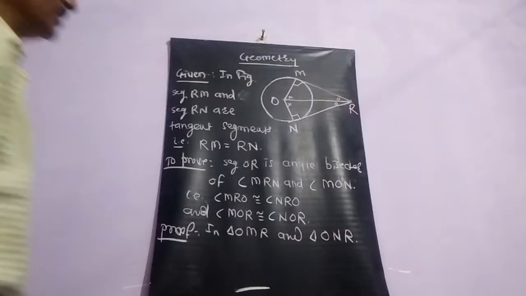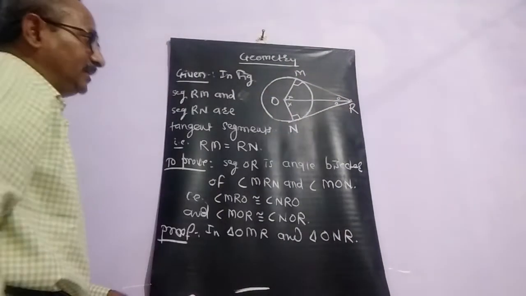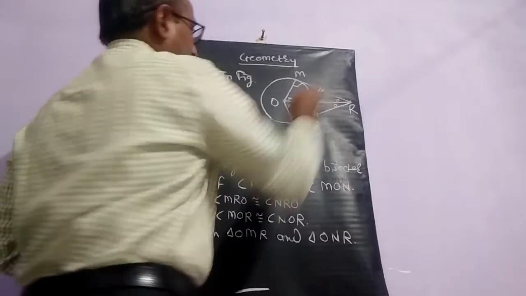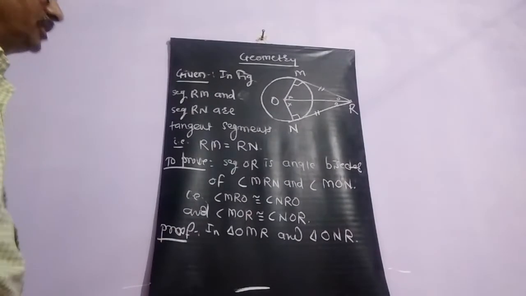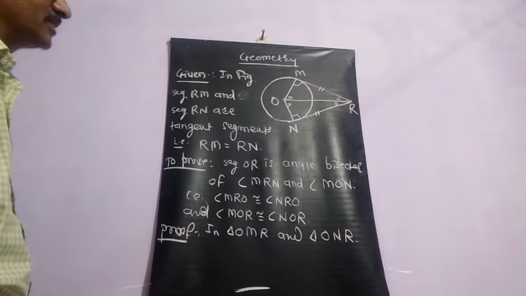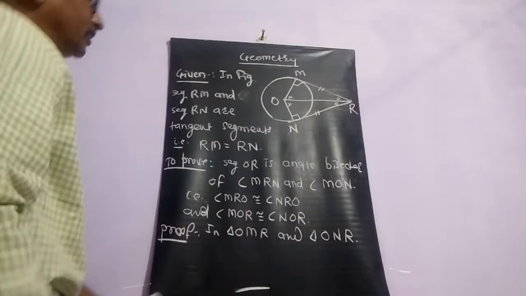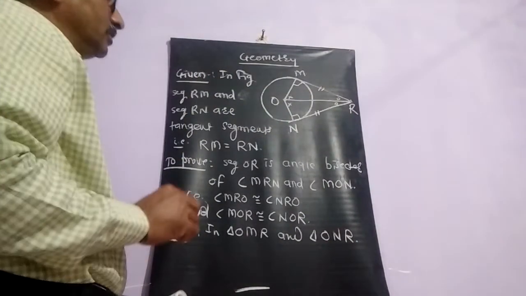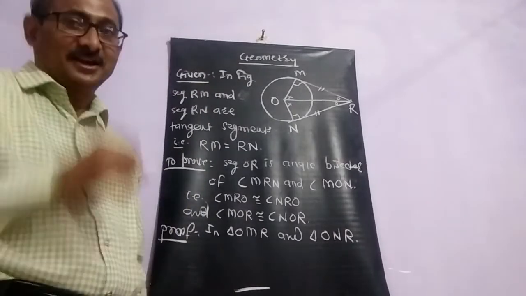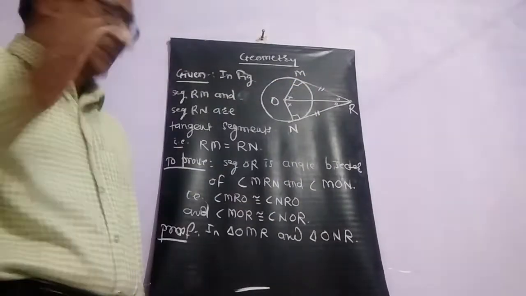And so if we consider these two triangles OMR and ONR, in this case also in given RM is equal to RN, the lengths of both tangent segments are equal, because they are tangent segments drawn to the circle from the external point R. And so we know the theorem, hypotenuse side theorem, because both the triangles are right angle triangles.